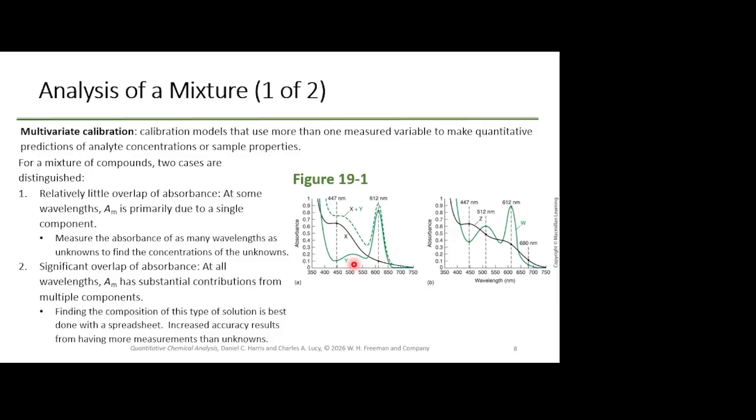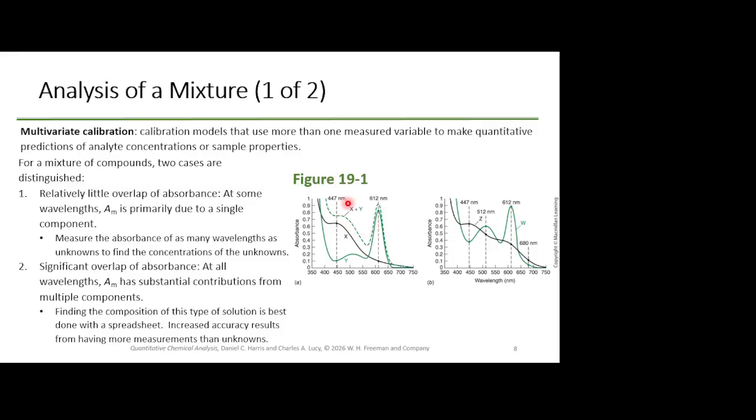And so both species play a significant part in that total absorbance, don't they? If we want to find the composition of that type of solution, it's going to be best done with a spreadsheet, because they're both going to play large parts in this. The increased accuracy results from having more measurements than unknowns.